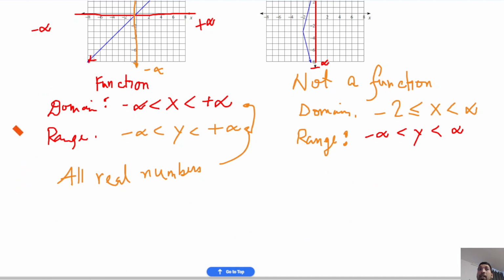Now oftentimes we may need to represent the domain and range in interval notation. So let's see how we can turn these domain and range into interval notation, which is pretty easy.